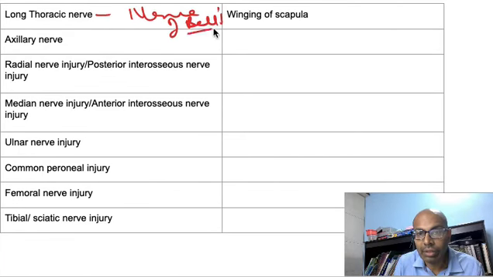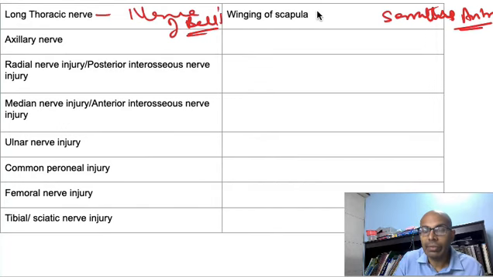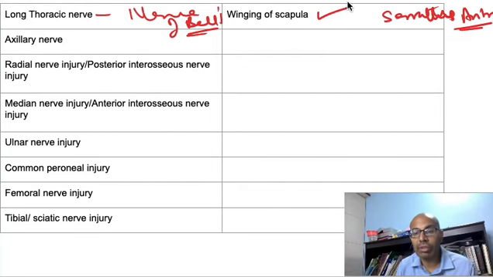It's also called Bell's nerve. What muscle does it supply? It supplies the serratus anterior. If you have a palsy of it, you can have what is called winging of scapula. Winging of scapula is seen in long thoracic nerve palsy, and it affects the muscle serratus anterior.